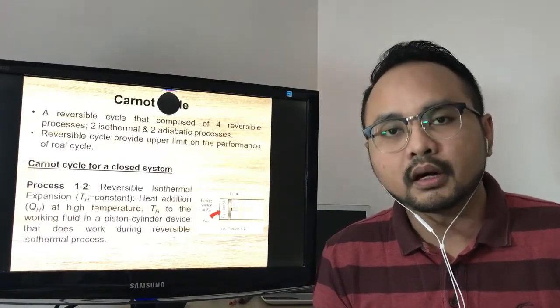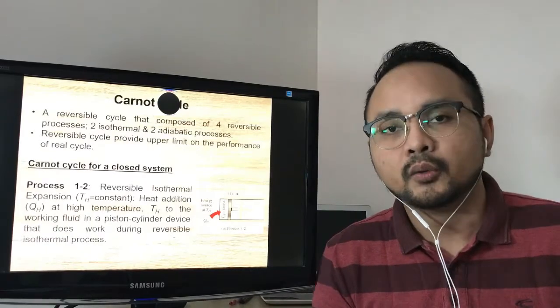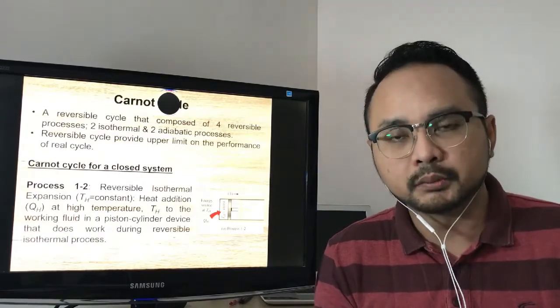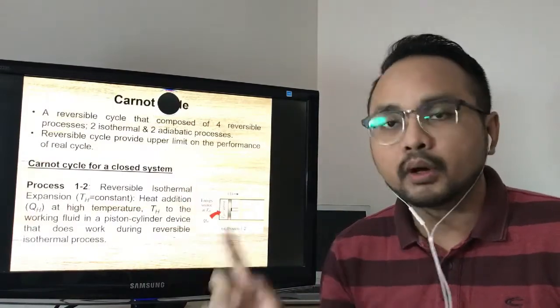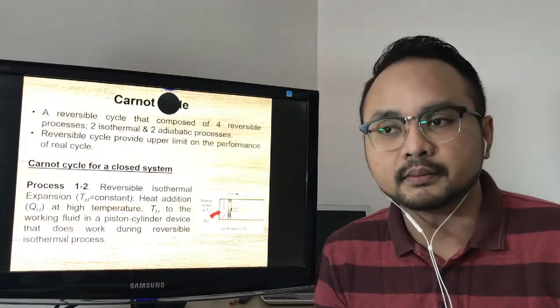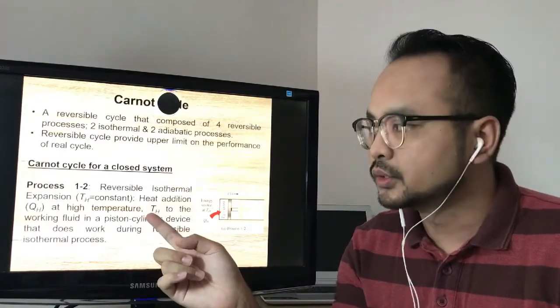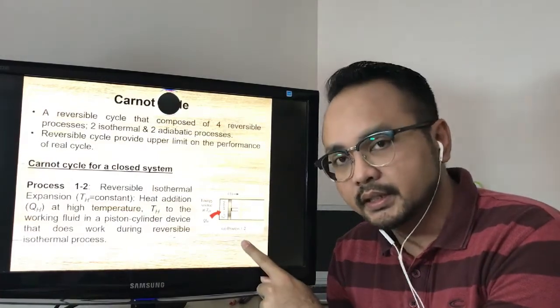Basically, this Carnot cycle is comprised of 4 reversible processes, which consist of 2 isothermal processes and 2 adiabatic processes. So let us look one by one at the processes of the Carnot cycle for a closed system. First, process 1 to 2. This process is represented by this piston cylinder.